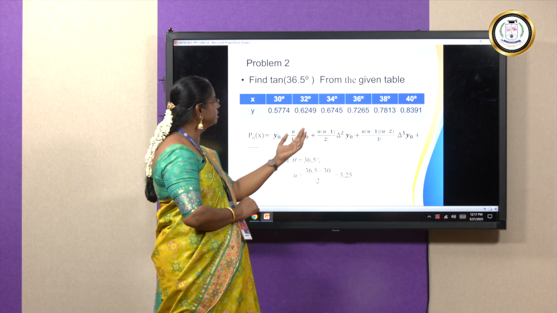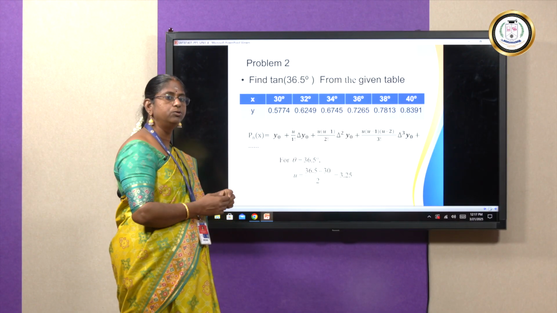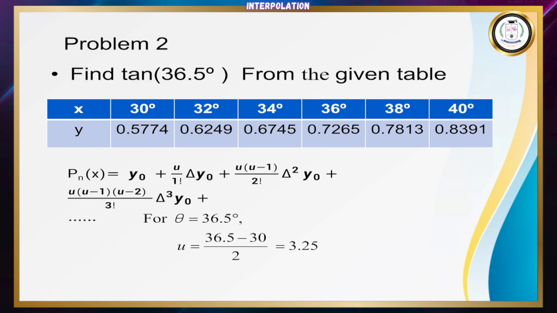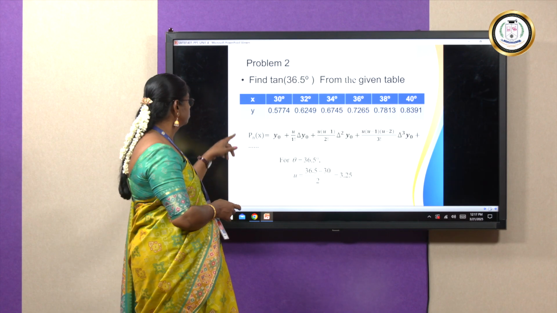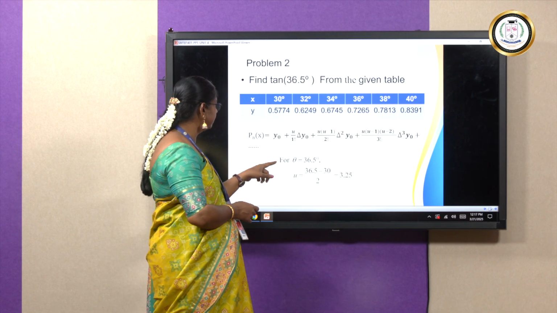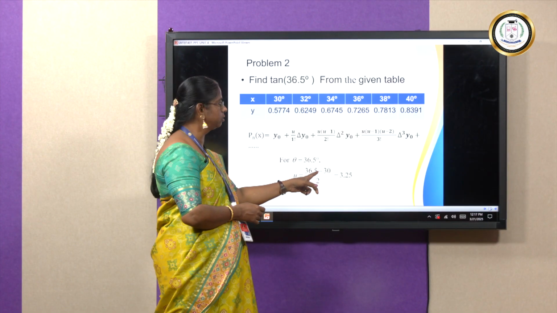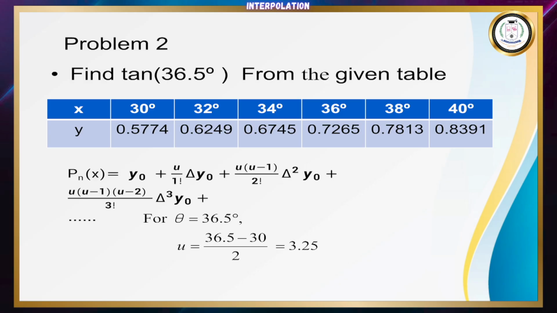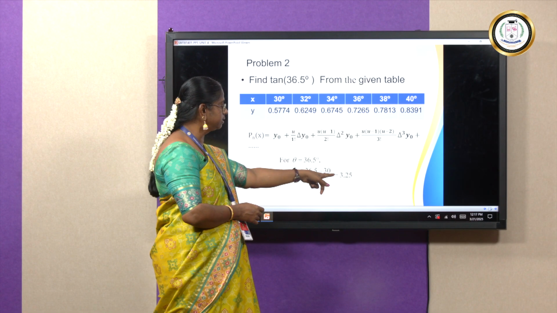So where is my 36.5? That is here between 36 and 38. So I may use Newton's forward interpolation formula. Even though I may use backward, here I have used Newton's forward interpolation formula. For that theta, what is my u? U is equal to x minus x naught, so 36.5 degree minus x naught, that is 30 degree, divided by h, the difference between the x values, that is 2 degree. So the answer is 3.25.